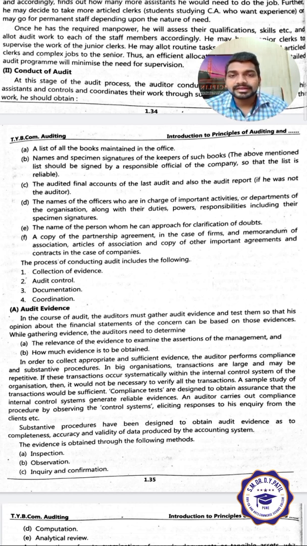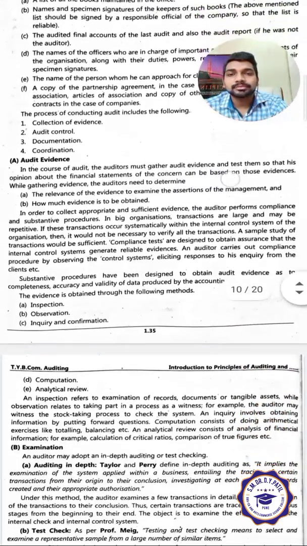The process of conducting audit includes the following: collection of evidence, audit control, documentation and coordination. So just listen carefully about the process. We are going to study in detail the process of auditing. Number one is collection of evidence. Students, evidence means a type of proof.